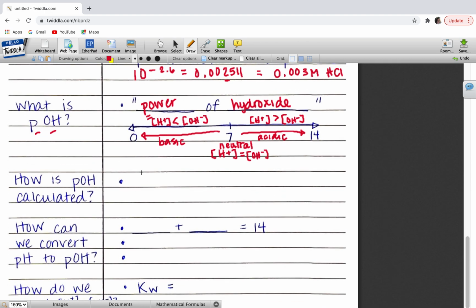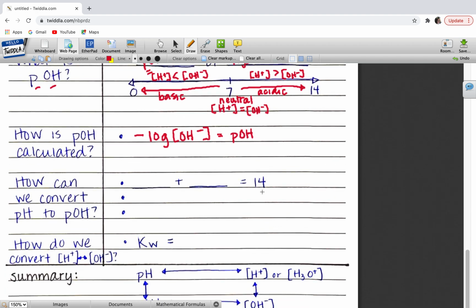pOH is calculated using basically the same formula as pH. It's going to be the negative logarithm, but this time we're going to use the concentration of hydroxide ions. And that's going to give us our pOH. Okay, I didn't provide an example to you because basically it's the same thing as hydrogen. You're just doing this for substances that have a given hydroxide ion concentration. Most of the time those are going to be bases.